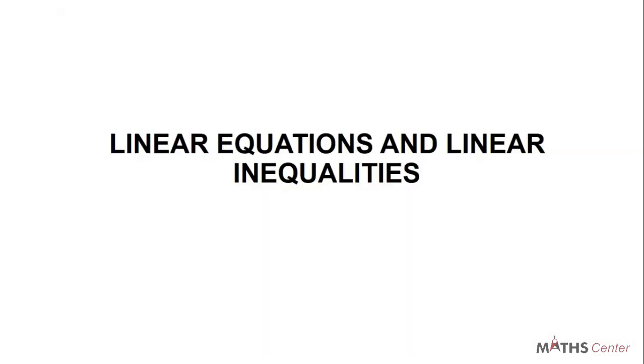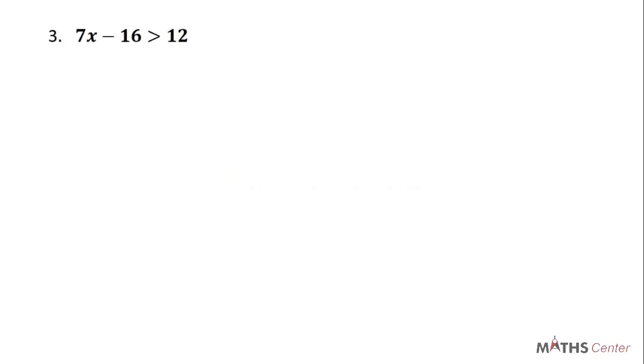We are on the topic linear inequalities. In the previous video, we considered how to solve some examples on the first type of linear inequalities. In this video, we are going to consider two more examples. So, we will pick the first one, which is 7x minus 16 greater than 12. So, we are supposed to solve this inequality.